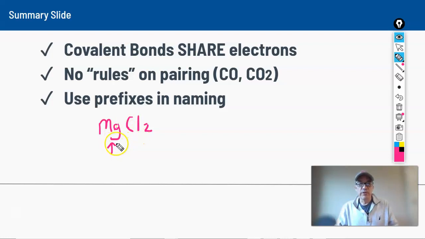So when you're working with ionic and covalent, that's usually the first thing that you really need to do, is to decide, is it ionic or covalent, and then use the rules that follow based upon that. So always check to make sure that there's a metal, or if it's all non-metals.